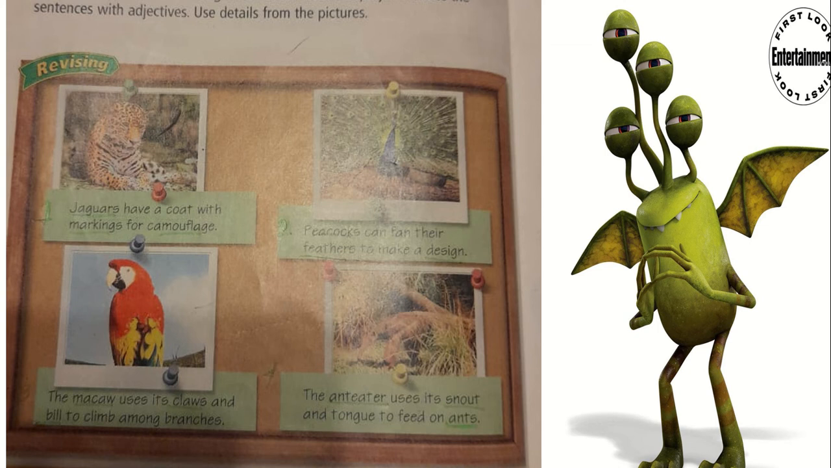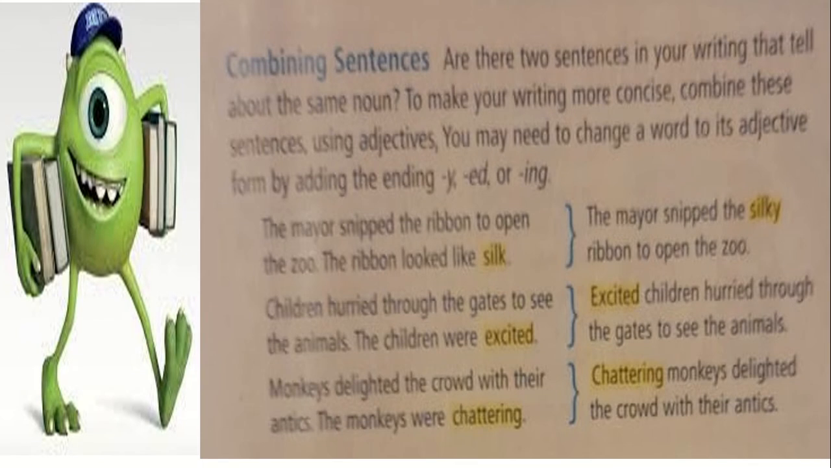Okay, let's continue with the next activity. Combining sentences. Are there 2 sentences in your writing that tell about the same noun? To make your writing more concise, combine these sentences using adjectives. You may need to change the word to its adjective form by adding y, ed, or ing. Remember that when we add these inflectional endings to a word, it changes the meaning. It turns into a new word, okay?